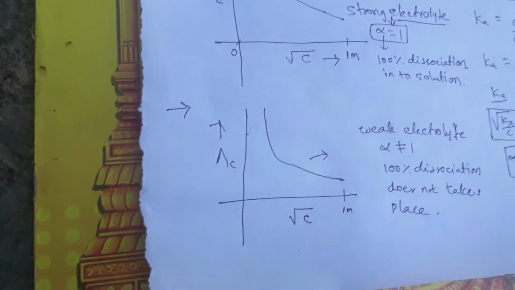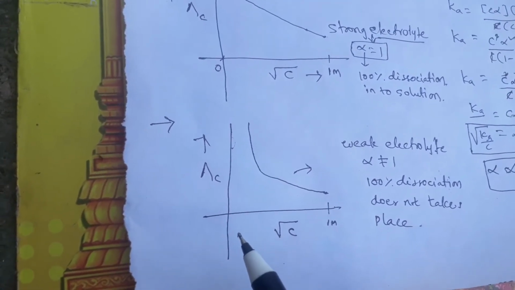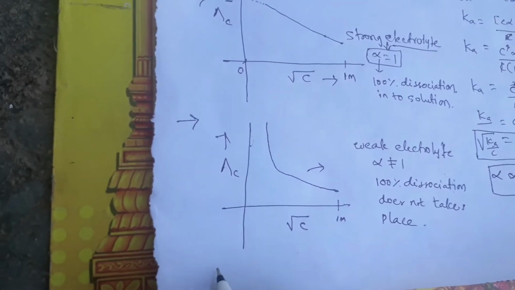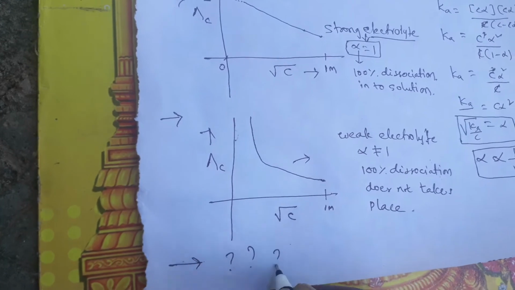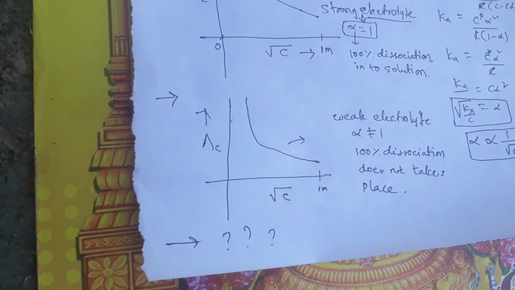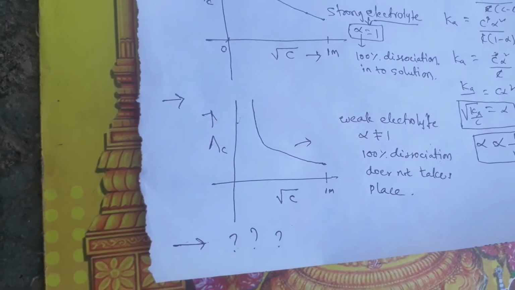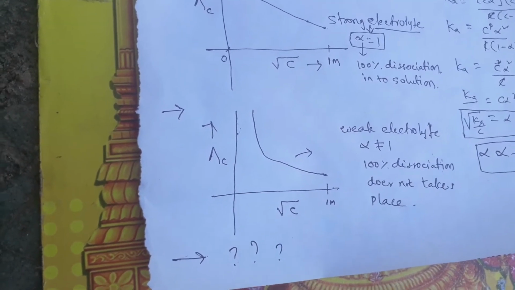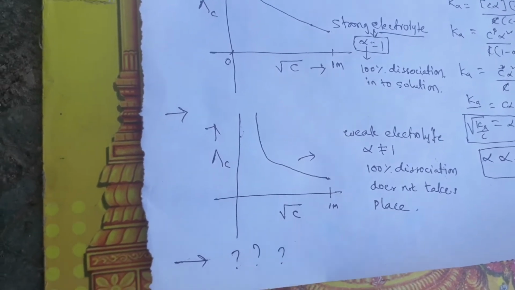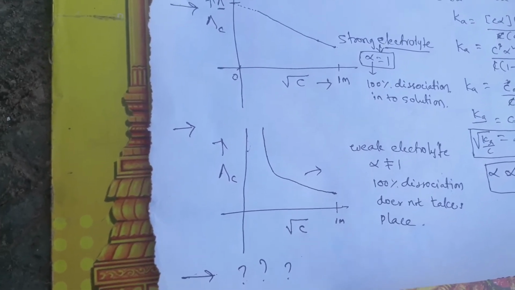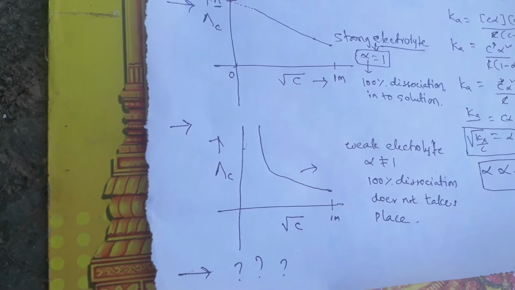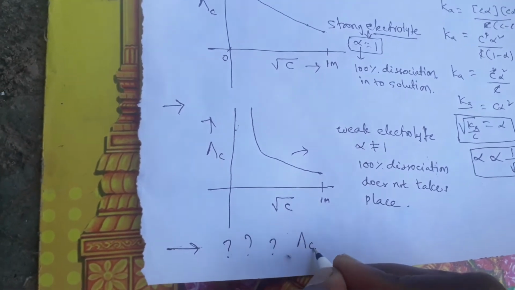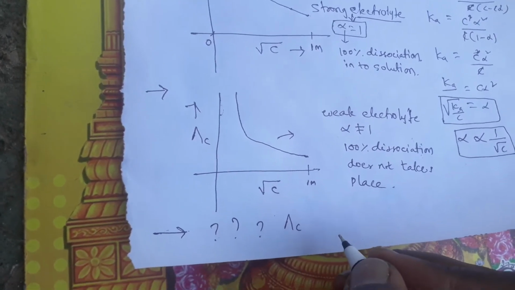But how can we find out the conductance of these weak electrolytes? That is the main issue. How can we find out the weak electrolyte conductance? Tell me. 100% dissociation is not taking place, then how can we find out this weak electrolyte conductance? This is the question. How can we find out this lambda c value for the weak electrolytes?